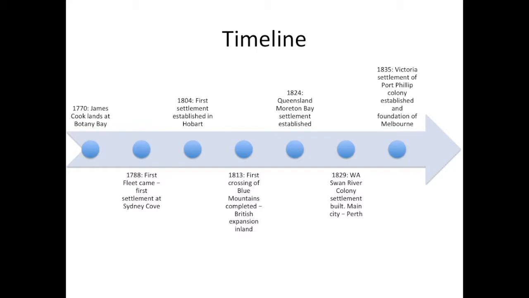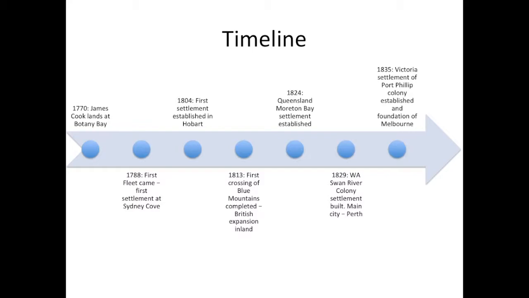Free settlers were forbidden from moving into the area, but rules became looser, and in 1838 they were allowed. In 1829, the Western Australian Swan River Colony settlement was built. People settled here because of fear the French were interested in colonising it. The main city was Perth. This was to be a free settlement with no convicts. However, in 1850, convicts were transported to this colony.